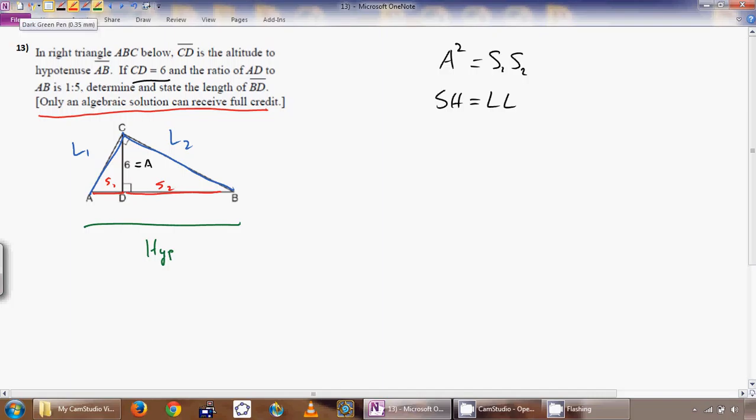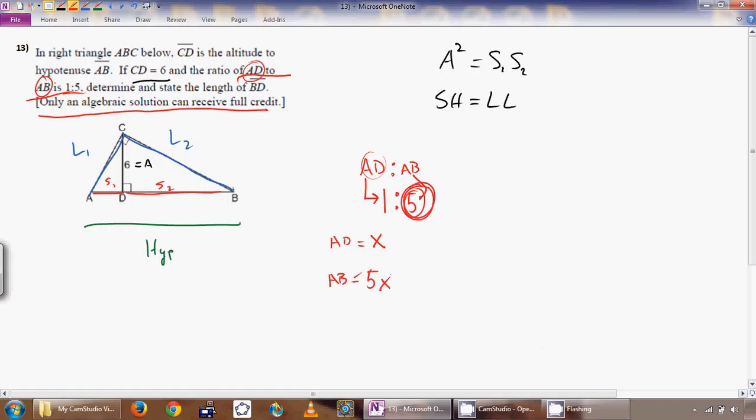Okay. And then it says, the ratio of AD to AB is 1 to 5. So they're giving me this ratio, 1 to 5. And it's AD to AB, right? That's where I'm getting it from. So whatever AD is, all right, AB is 5 times that. So if you don't know what AD is, call it X. And so if AD is X, AB has to be 5 times that.